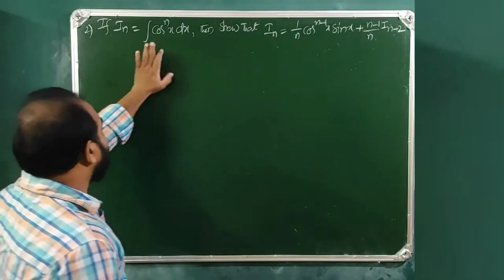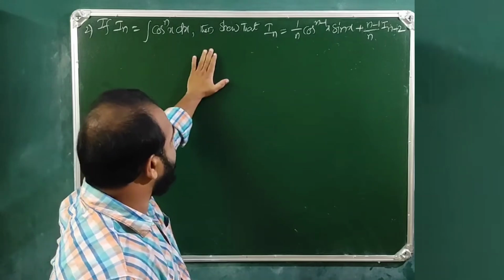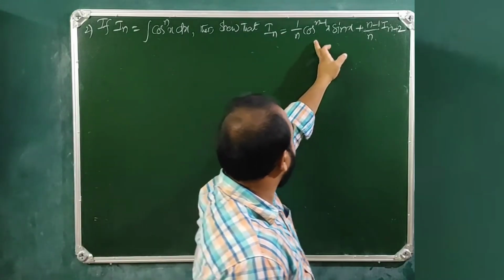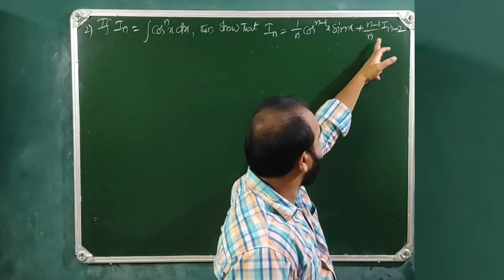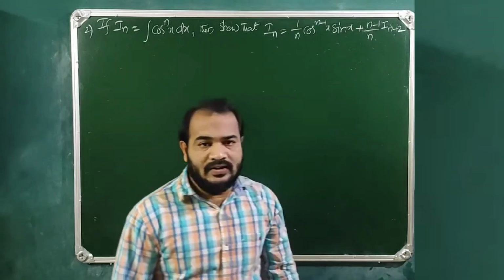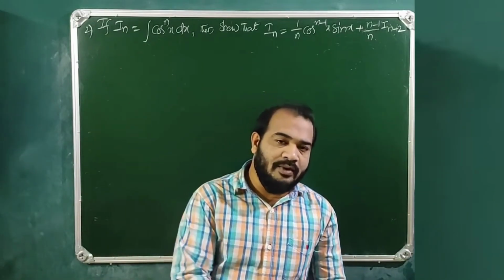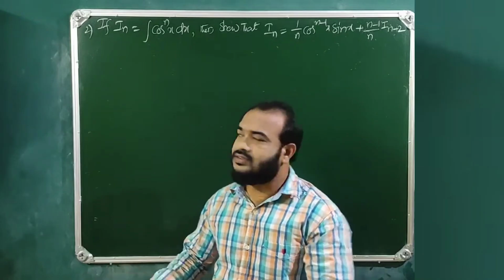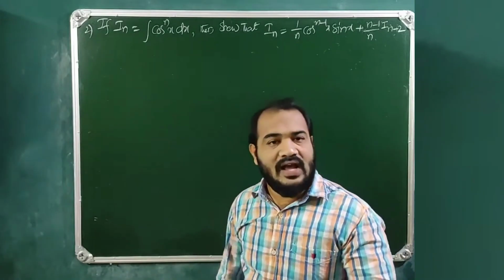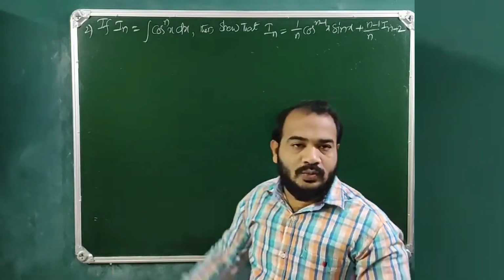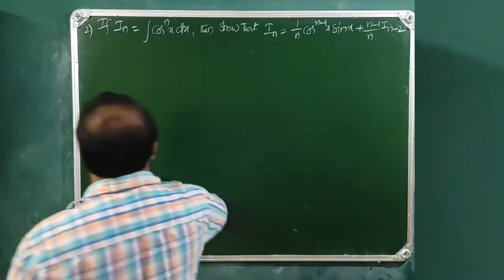If In is equal to integral cos power nx dx, then show that In is equal to 1 by n cos power n minus 1x into sin x plus n minus 1 by n In minus 2. A similar kind of problem we have solved before in examples; that was integral sin power nx dx. So this is cos power nx dx.